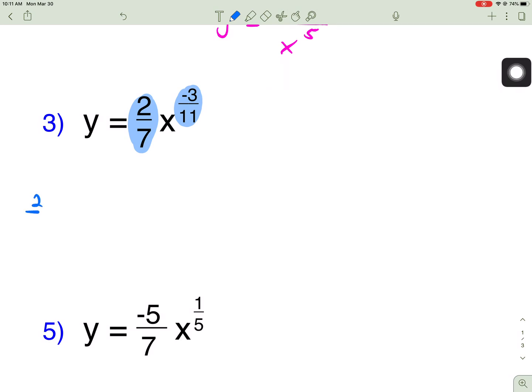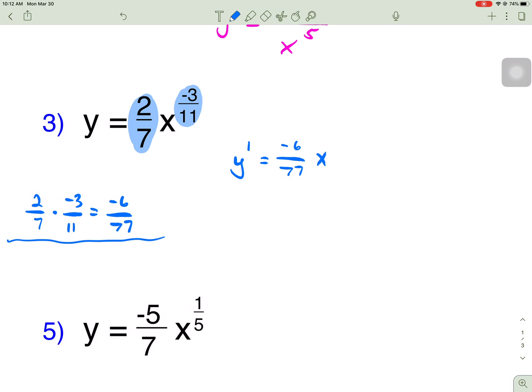So what is 2/7 times negative 3/11? Well, it's negative 6 over 77. Does that simplify? I don't think it does. So we're going to put y prime equals negative 6 over 77 x to the, well, now we have to do a little bit of side work, and I think this is where we're starting to struggle. Negative 3 over 11, and we have to subtract 1. Always decrease the exponent by 1.